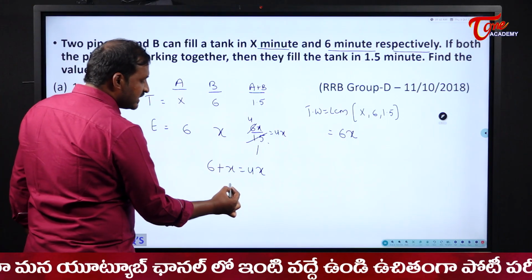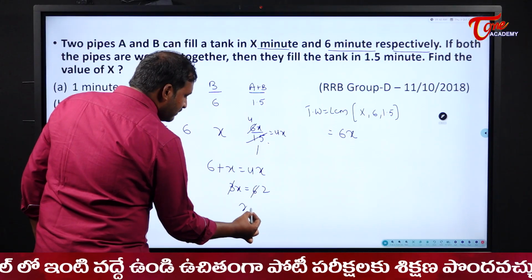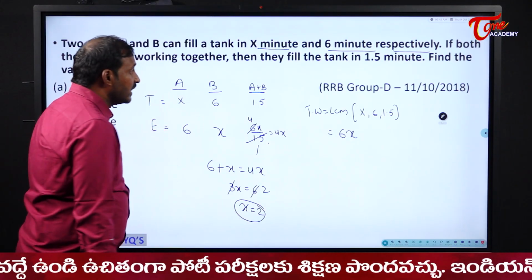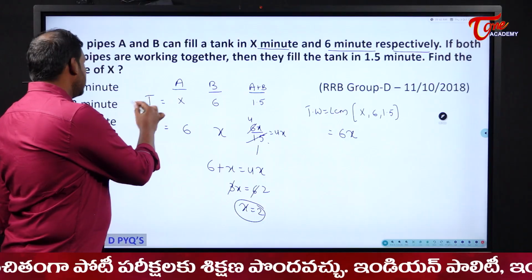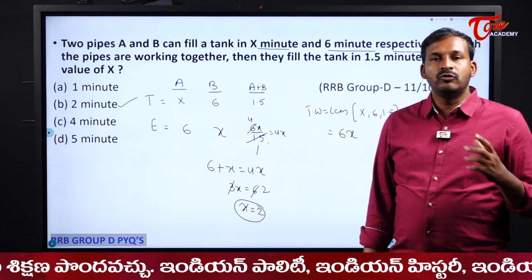When I send x to the other side, it will become 3x is equal to 6. 3 ones are 3, 3 twos are 6. So x value will become 2. Find the value of x. So x value is 2 minutes for us here.